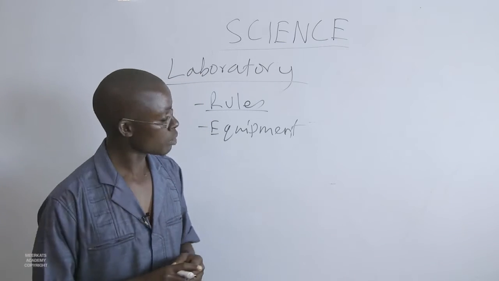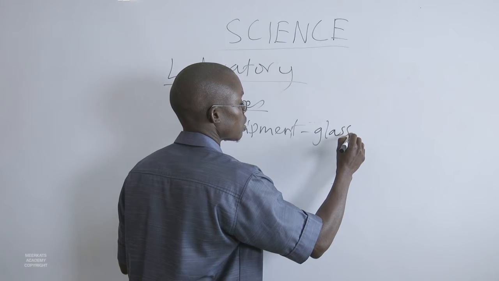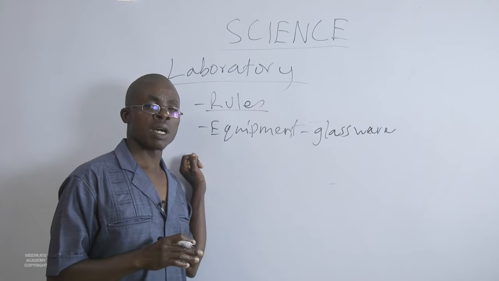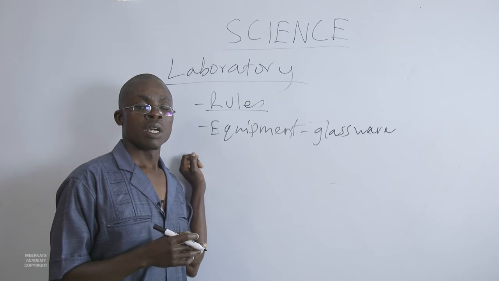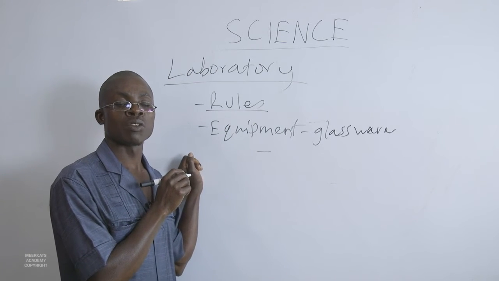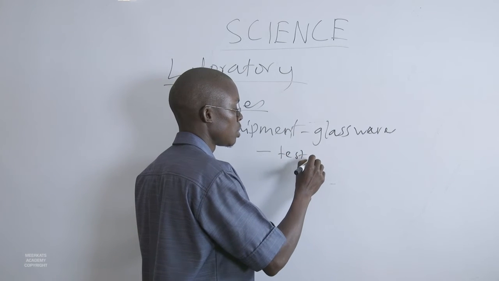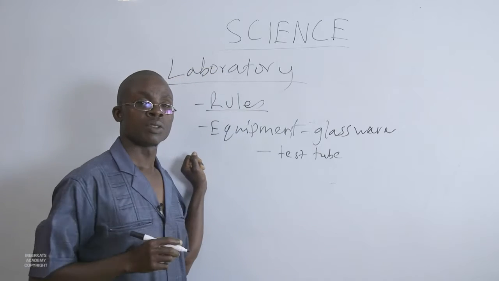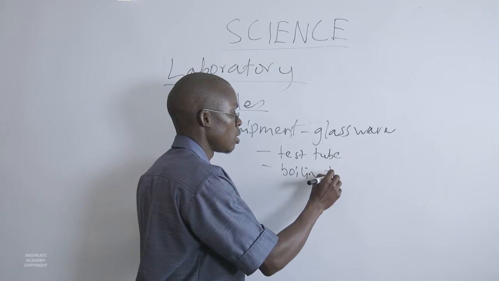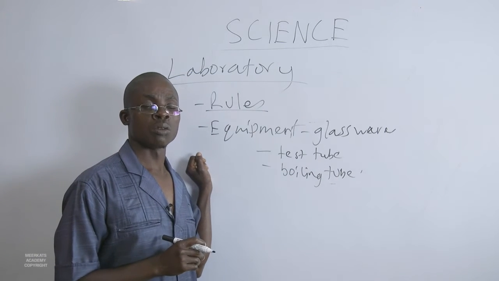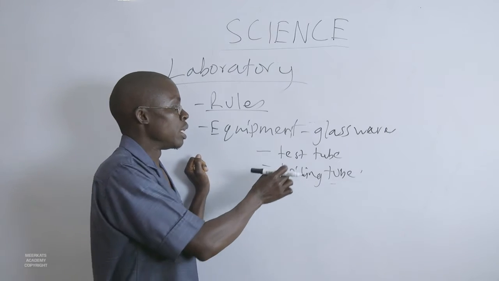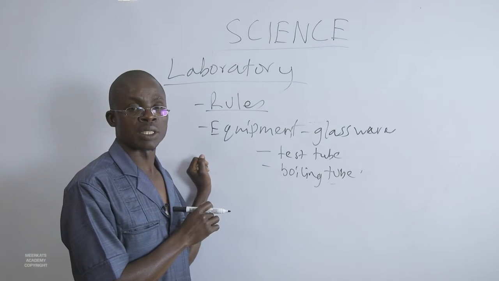So there are so many glasswares we have in the lab, and each glassware has a function to perform. The common glasswares we are going to see in a chemistry lab are the ones we normally use for testing, and that is a test tube. This test tube almost looks like a boiling tube. The only difference between these two is this one is smaller and this one is bigger by size.